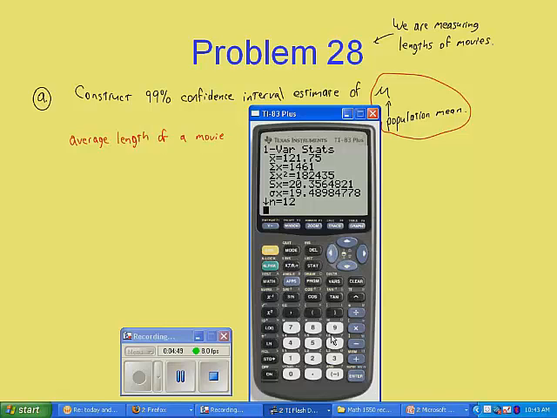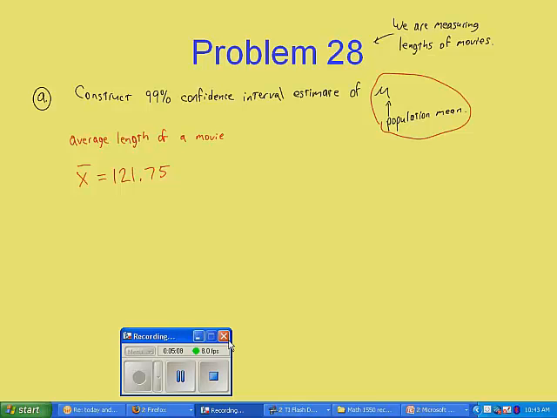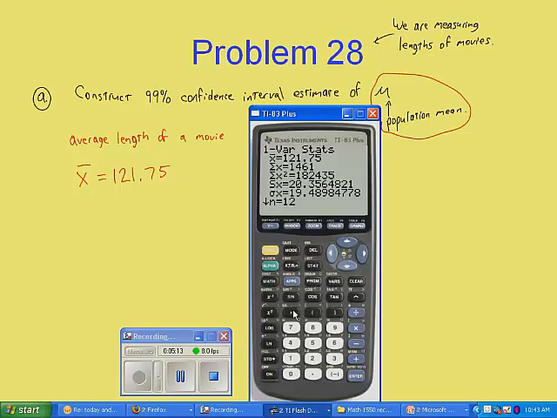Let me write down a few of the things that we might be interested in. Let's see. X bar. It tells me the mean for my sample is 121.75. Just over 2 hours, right? 120 would be 2 hours. What else did it tell me that I might be interested in? N is 12. I knew that, though. But you're right. N is 12 is important. What else?